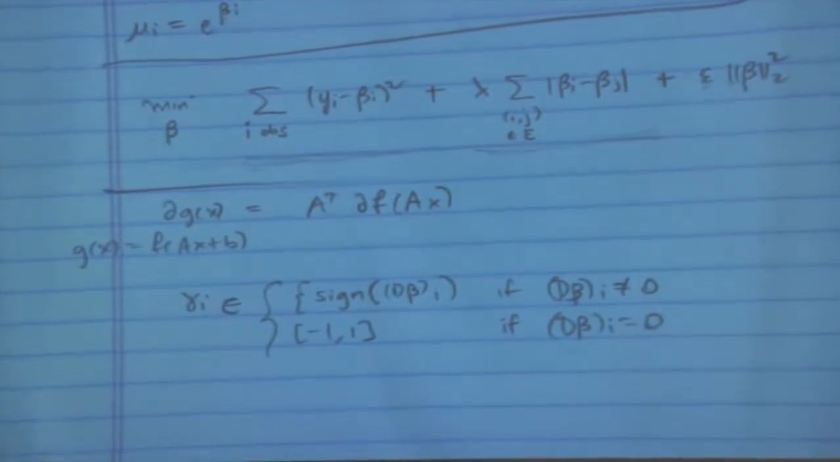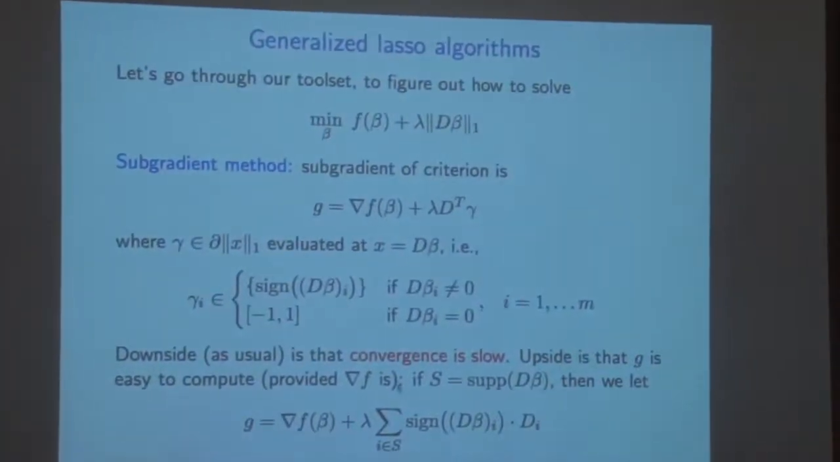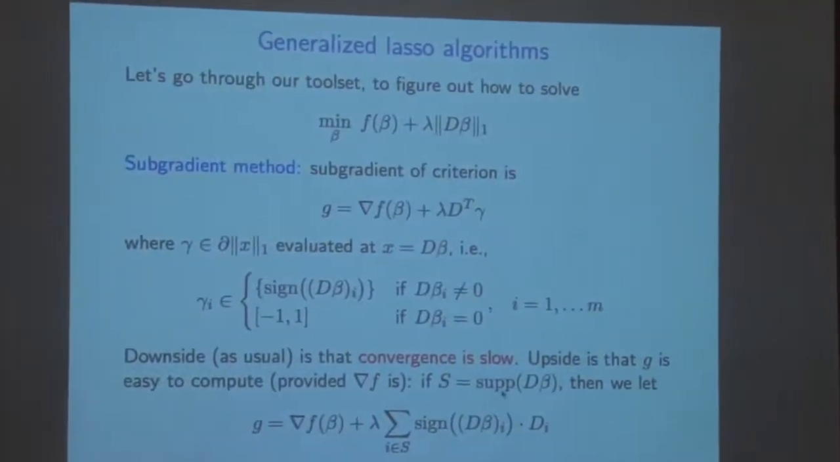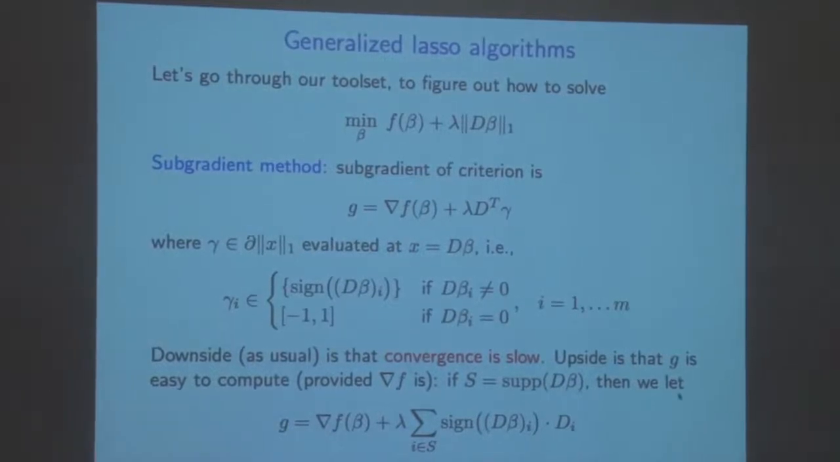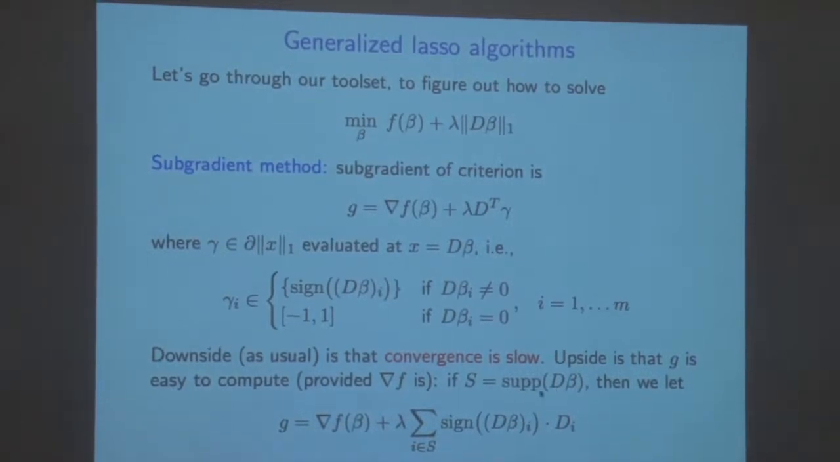So that's the upside, that the iterations are cheap. It's not very hard to do that. In fact, we'll use this fact later on, maybe even next time, depending how slow we are. If we actually write out the support of d times beta, then we only have to take very few rows of d when we form this multiplication, d transpose times gamma.